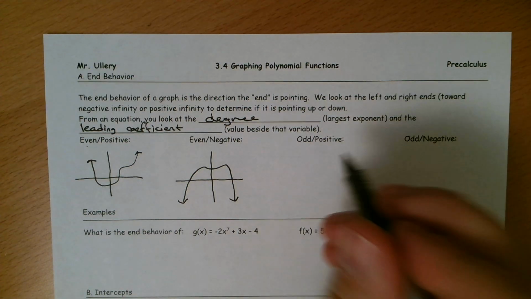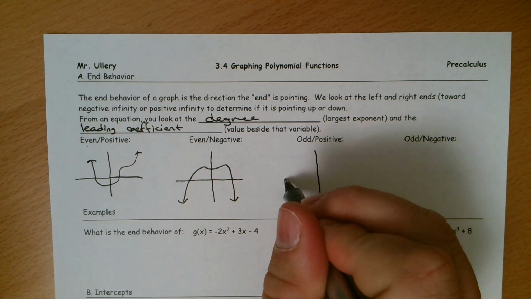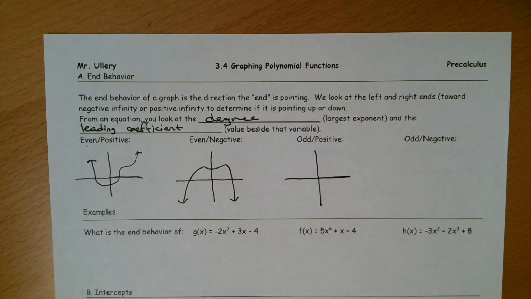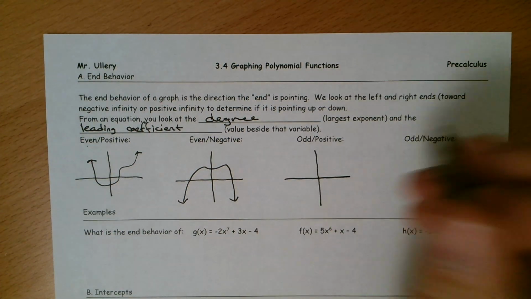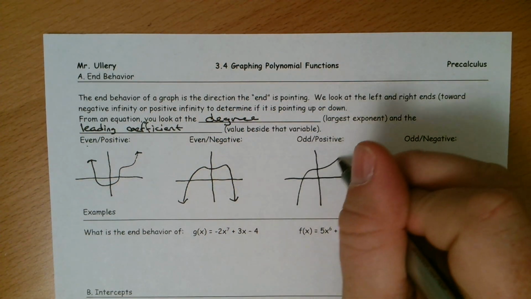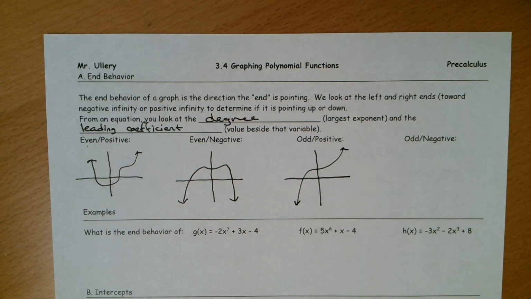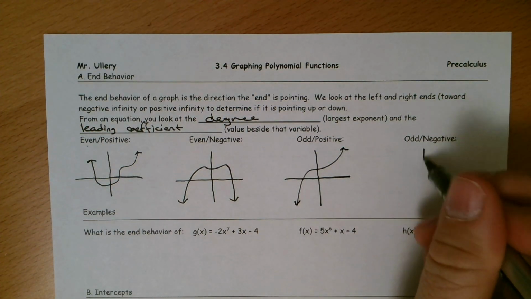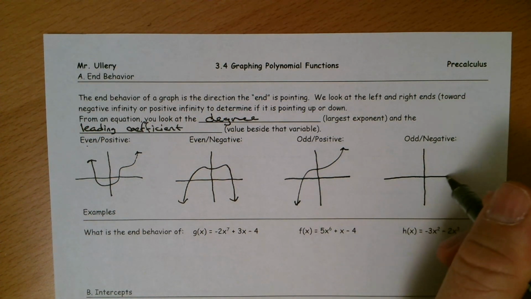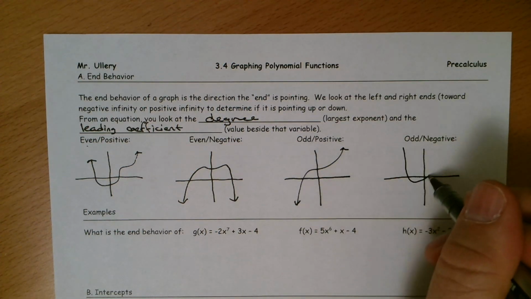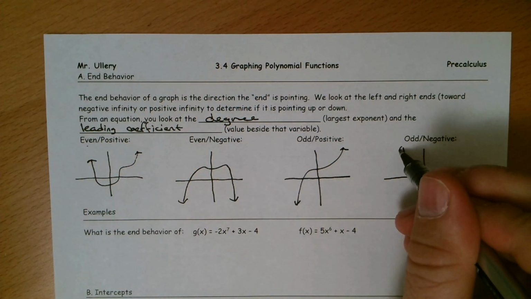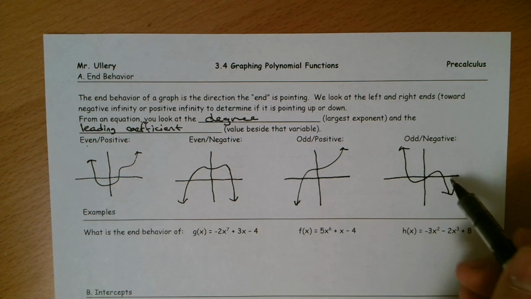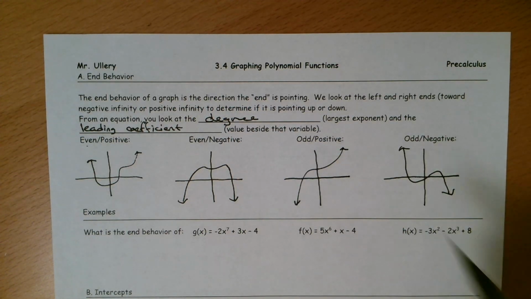They're U-shaped. If it's an odd degree function with a positive leading coefficient, we are going to end up with a forward-facing S. Whereas if the odd degree function has a negative leading coefficient, we're going to end up with some kind of backwards facing S that goes down as it goes right and up as it goes left.